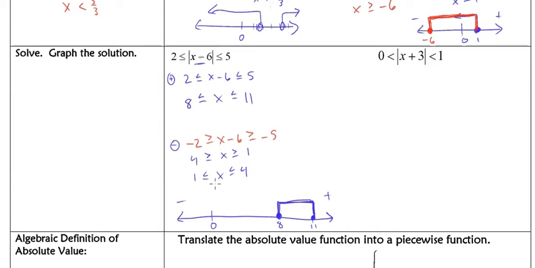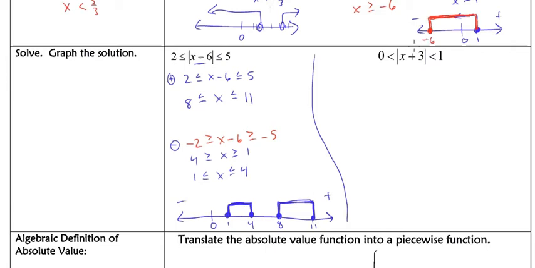But either way, we're looking for the numbers in between 1 and 4. And again, both inclusive, just like with 8 and 11, because there's the or equal. So in our compound inequality with absolute values, we ended up with two different situations together at the same time. All right, let's go for this other one over here.